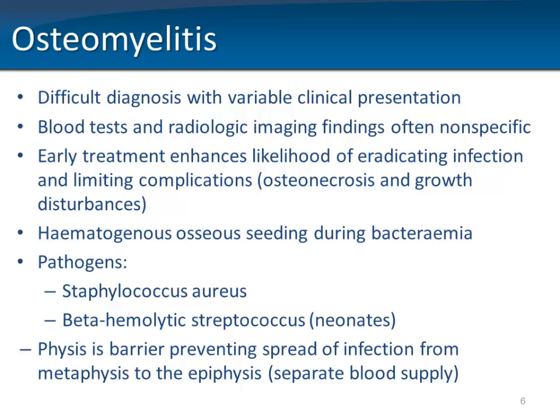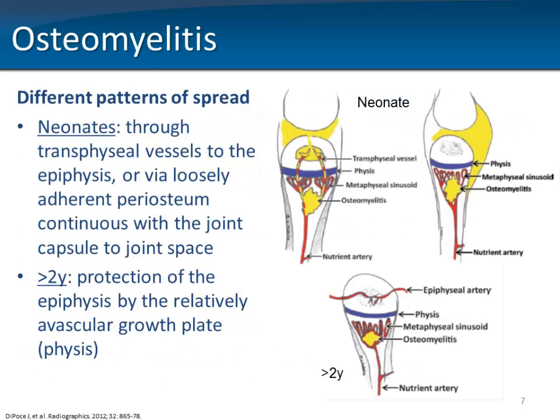The physis is a barrier preventing spread of infection from the metaphysis to the epiphysis. However, that is age dependent. So you should be aware that in neonates, transphysial vessels are still patent, and the periosteum is still very loosely adherent. So that means that infection can spread in these patients from the metaphysis through these vessels to the epiphysis or to the adjacent joint. Above 2 years of age, these vessels will have disappeared, and there is a separate blood supply through the epiphyseal artery. And then the physis does act as a barrier protecting the epiphysis.